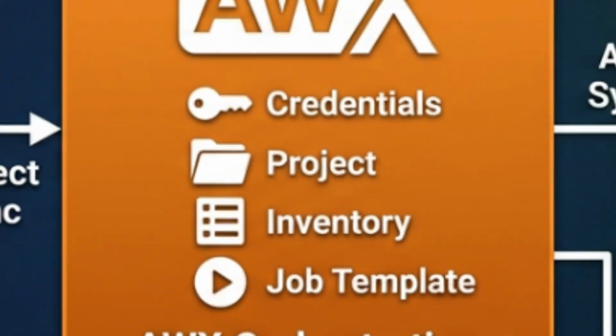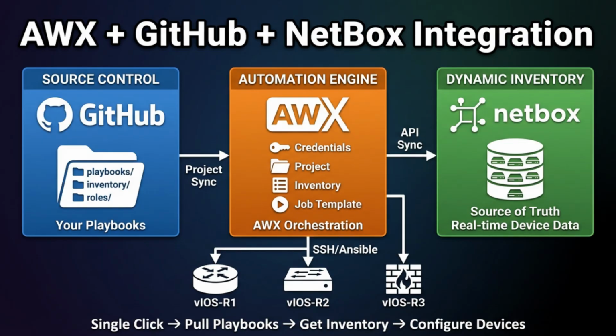Now let's look at how all these pieces connect. On the left, we have GitHub. This holds your playbook, inventory file, and roles. Everything is version controlled. In the middle, AWS. This is your automation engine. It orchestrates the entire workflow. On the right, Netbox, your source of truth for the device data. Real-time information about every device in your network.